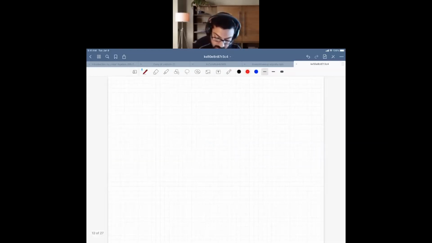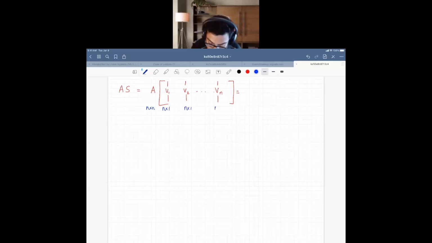So here I will first consider the product AS. You have the matrix A, and S is a matrix whose columns are eigenvectors. I'm going to say that these are V1, V2, so on up to Vn, and these are column vectors. If I multiply it out, what do I get? A is n by n, and V1, V2 and so on are n by 1. So when I multiply A with V1, I get an n by 1.